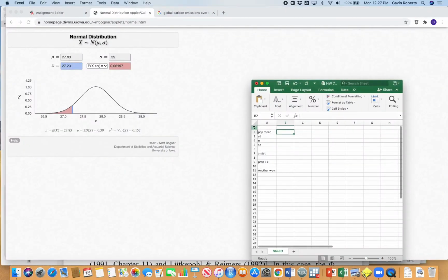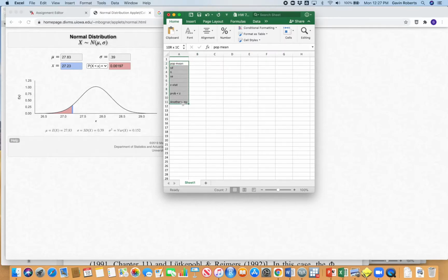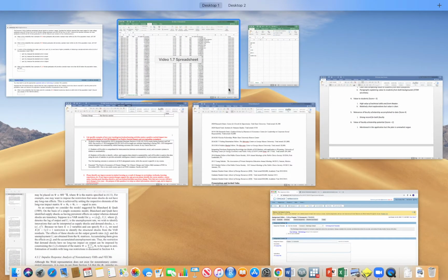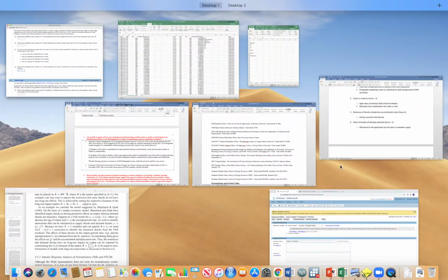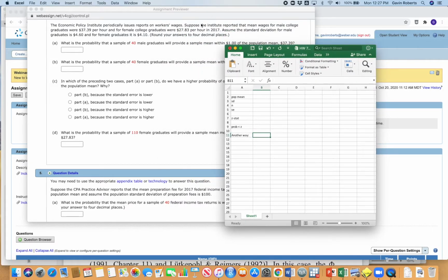For problems like these, I like to make myself a little spreadsheet and write down what I'm going to need. I was going to show you the standard way that you've been learning and a quick Excel trick way we can do as well. Let's look back at our assignment real quick. We have a population mean for the females of 27.83, so I'll start filling out the spreadsheet I made for myself.